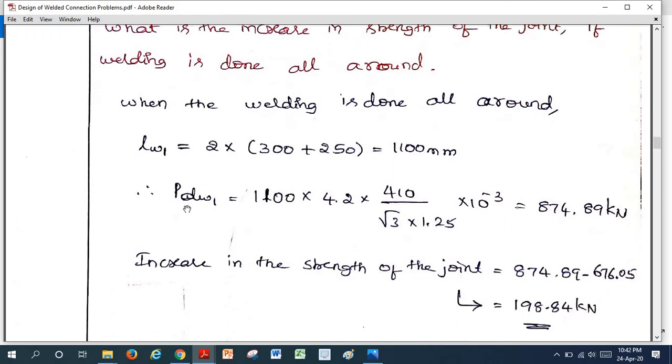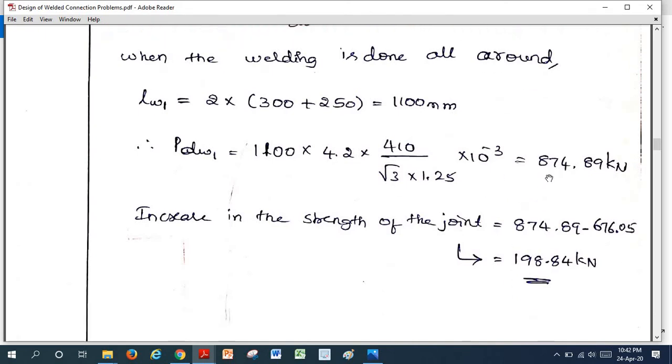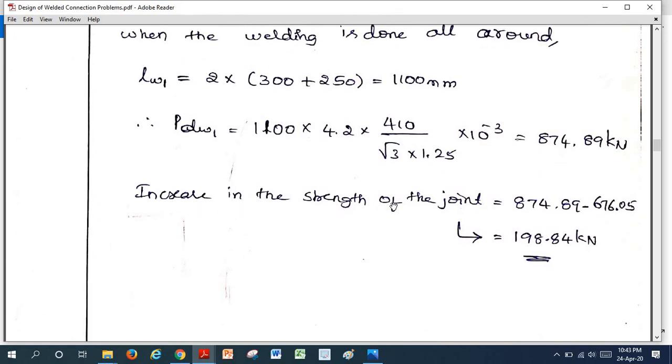So if you calculate again the load carrying capacity, you are going to get the value as 874, which you substitute here: length of the weld, throat thickness, FU by root 3, 1.25 into 10 power minus 3. So this is the strength of the joint if you provide 4 sides. Obviously the strength will be increased since we provided one more extra side of welding. So the increase in strength of the joint is this value, that is the fourth side value minus the previous one, 676, that is 198 kN, if one extra side is provided.